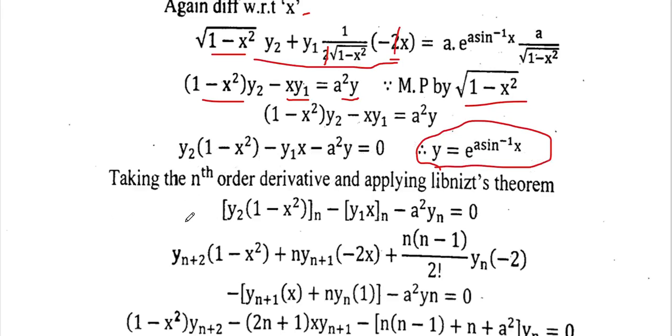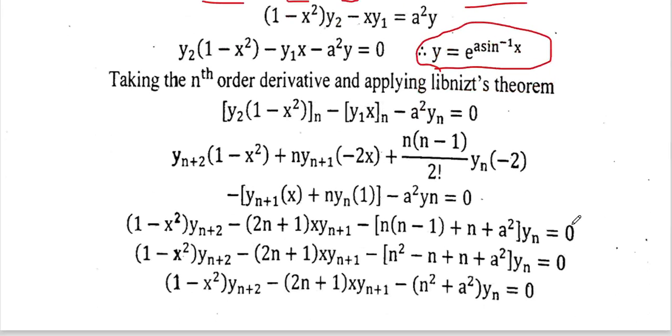Now taking the nth order derivative and applying the Leibniz theorem, take the nth derivative of this term. If you apply the Leibniz rule to this equation, we get the nth derivative of y2 into 1 minus x square, minus the nth derivative of y1 x, minus a square yn, equal to 0. Here the bracket n means the nth derivative of this term. So apply the nth order derivative, or we can say the Leibniz rule.